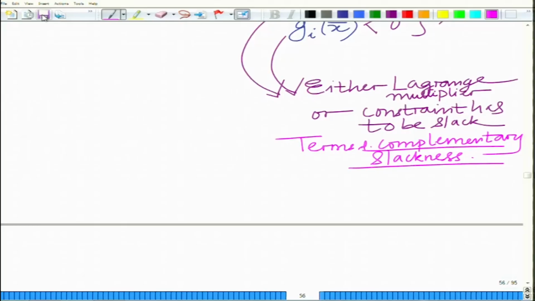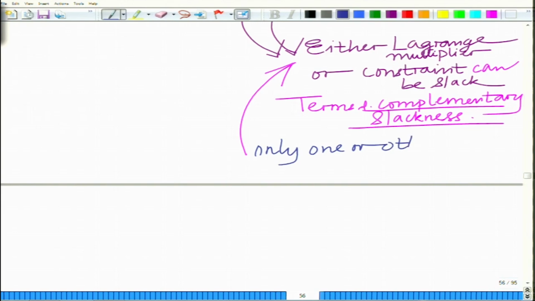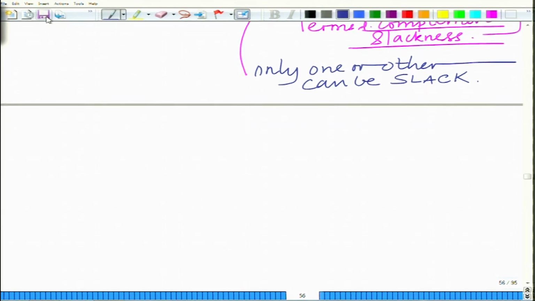Only one or the other can be slack, okay, that is, only either the Lagrange multiplier or the constraint can be slack, not both. Only one or the other can be slack. That is basically your complementary slackness. And the KKT conditions can be finally stated as follows: the Karush-Kuhn-Tucker conditions.